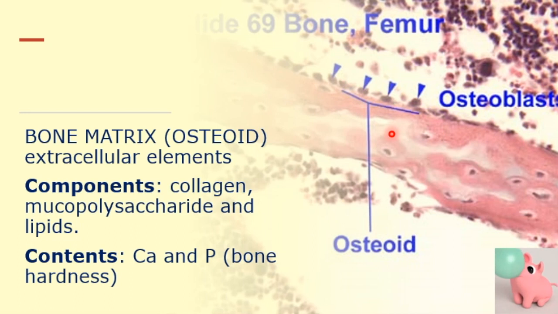Now, bone matrix. So your bone matrix, also referred to as osteoid, are actually the extracellular elements in our bone. The components of which will include your collagen, your mucopolysaccharide, and then your lipids. What are its contents? It will contain calcium and phosphorus, which would be in charge of your bone hardness. The collagen, mucopolysaccharide, and then the lipids would form the skeleton or the matrix. On the other hand, it will be surrounded by your calcium and phosphorus, which would make the bone hard. So within this matrix are inorganic mineral salts, your calcium and phosphorus.